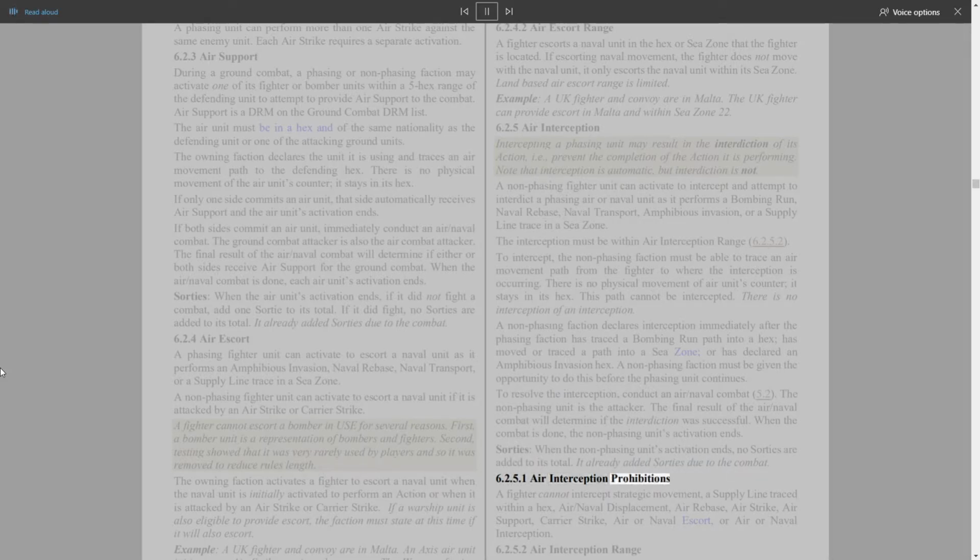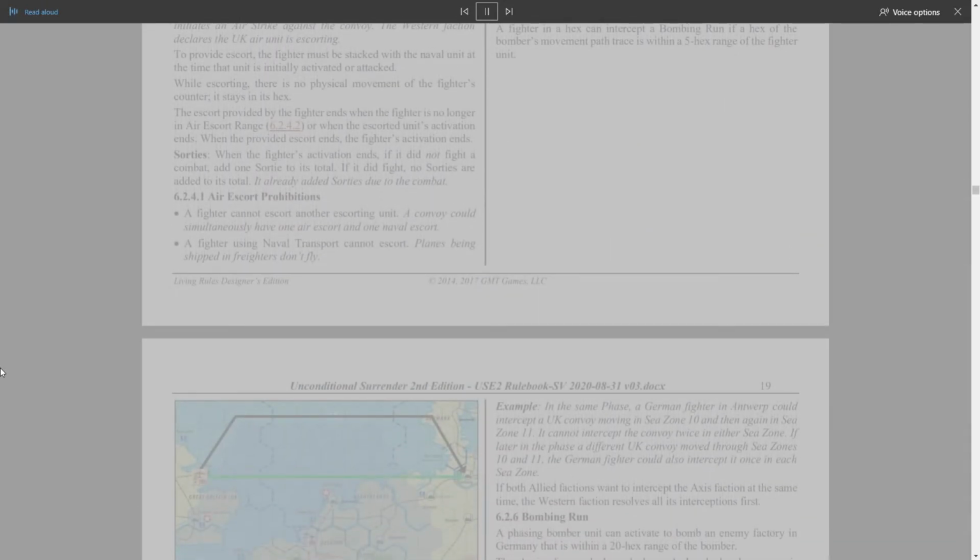6.2.5.1 Air Interception Prohibitions. A fighter cannot intercept strategic movement, a supply line traced within a hex, air naval displacement, air rebase, air strike, air support, carrier strike, air or naval escort, or air or naval interception. 6.2.5.2 Air Interception Range. A fighter in a hex can intercept a bombing run if a hex of the bomber's movement path trace is within a 5 hex range of the fighter unit.